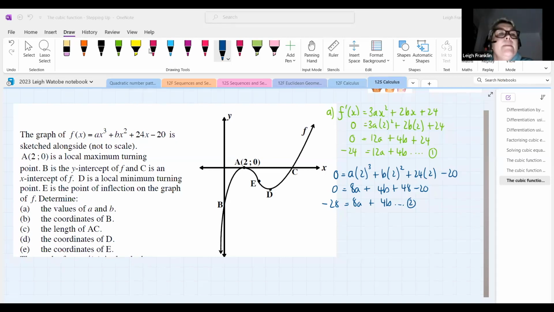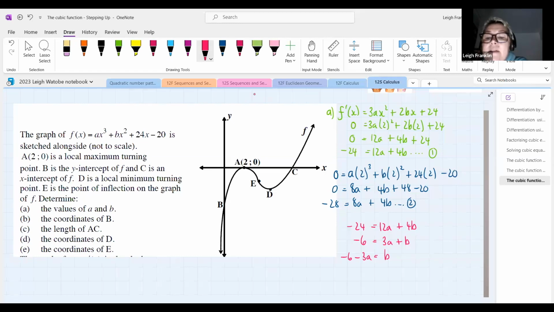If you want to do the substitution method, you can take either one of these two equations and choose to make something the subject. So what I would do is I'd probably make B the subject. I would divide through by 4. So I'd take my minus 24 equals 12A plus 4B and divide each term by 4. That'll give you negative 6 equals 3A plus B. And making B the subject of the formula, B would be equal to negative 6 minus 3A.